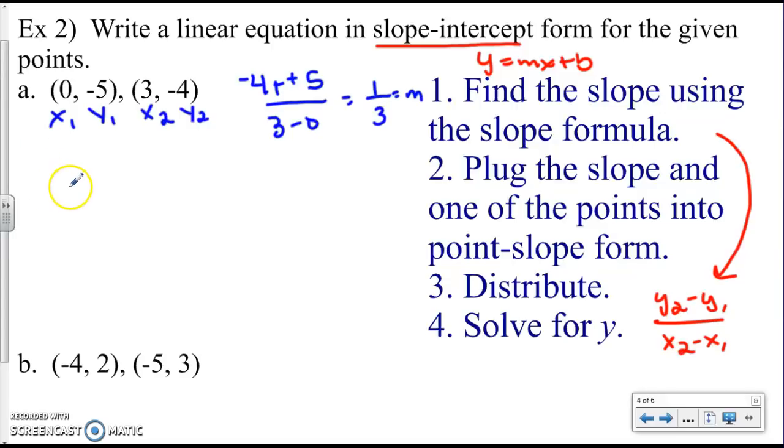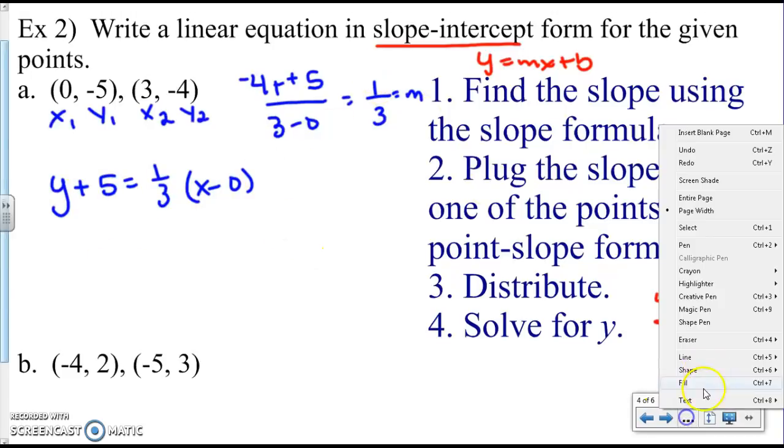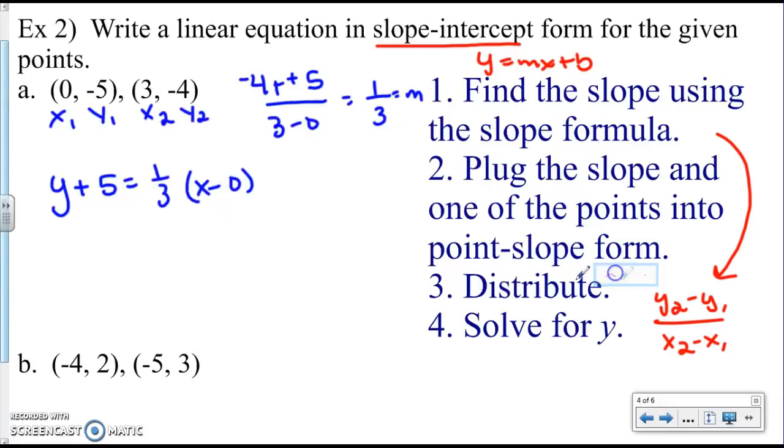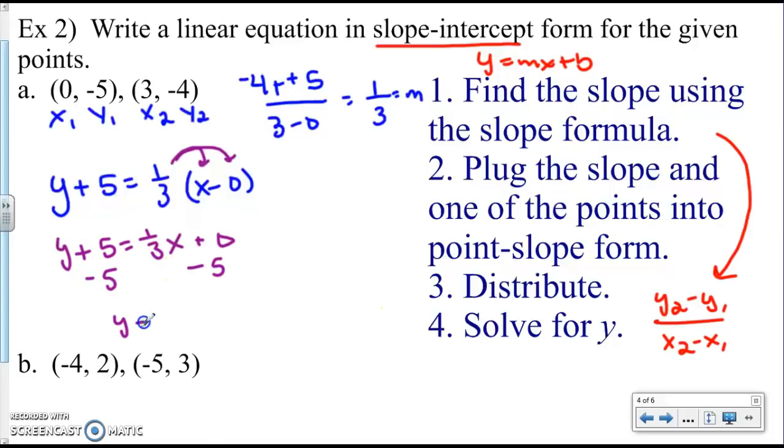Then we have our values to plug in. So y minus y1 means we change our signs. Equals m times x minus x1, which is 0. And then on the last one we stopped here because this is point slope form. The directions here say to change this or put this in slope-intercept form. So we have two more steps to do. We're going to distribute. So I have y plus 5 equals 1/3 times x, and then 1/3 times 0 is 0, plus 0 minus 0. And then my last step is to solve for y, so I'm going to do minus 5 on both sides. So 0 minus 5 is negative 5.